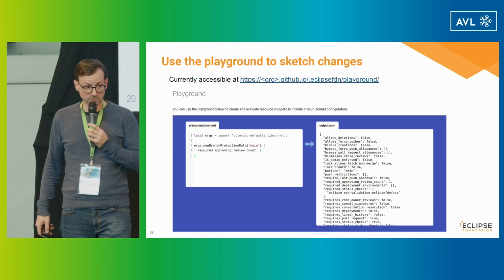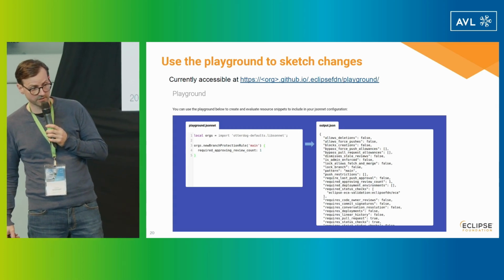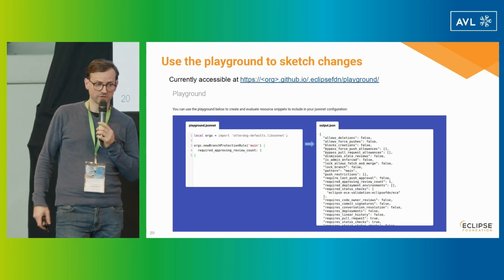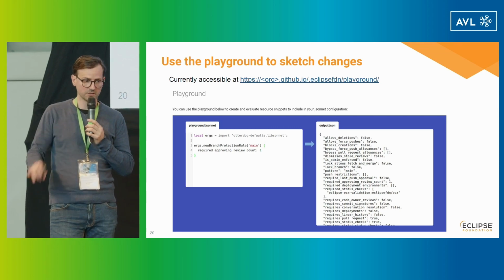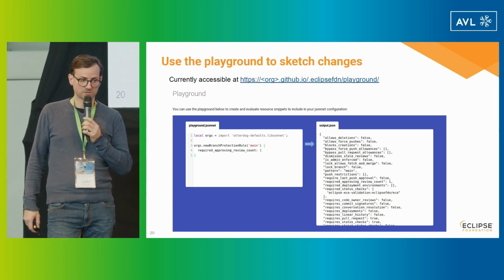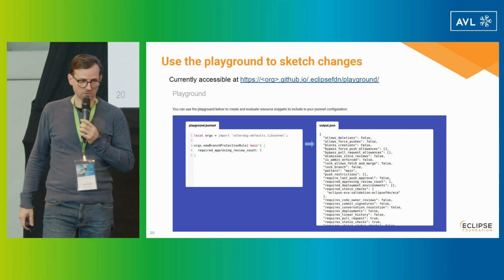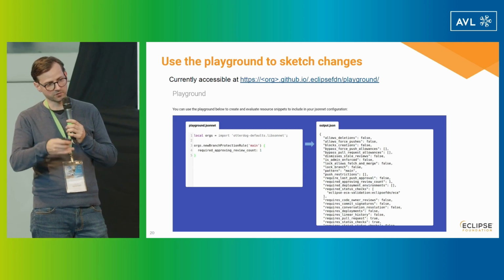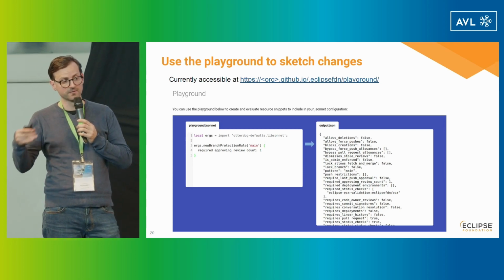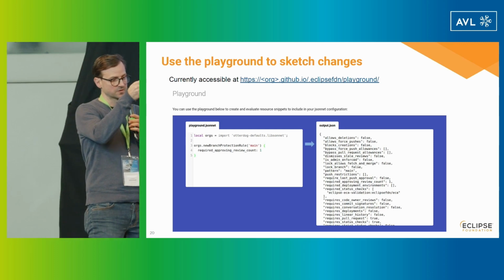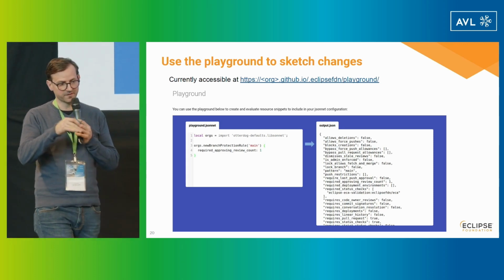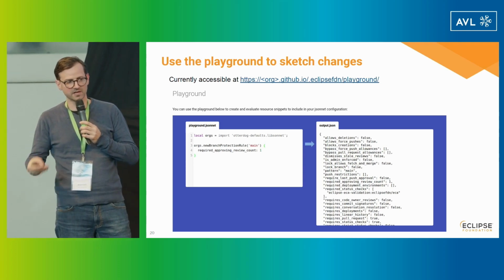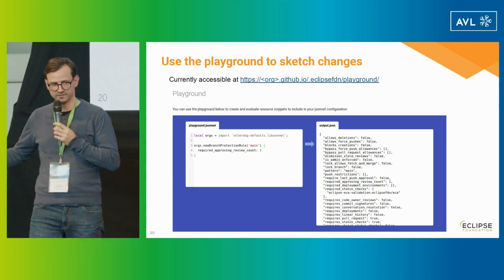There's also a playground accessible for each project, where you can play around with JSONNet in the browser, so you don't have to install anything on your computer. You can sketch your configuration and see the result of it. This playground takes into account the default configuration. So for example, if you specify a branch protection rule and you don't specify anything else, everything you see on the right side is the default values. And then you can override the values according to your needs.